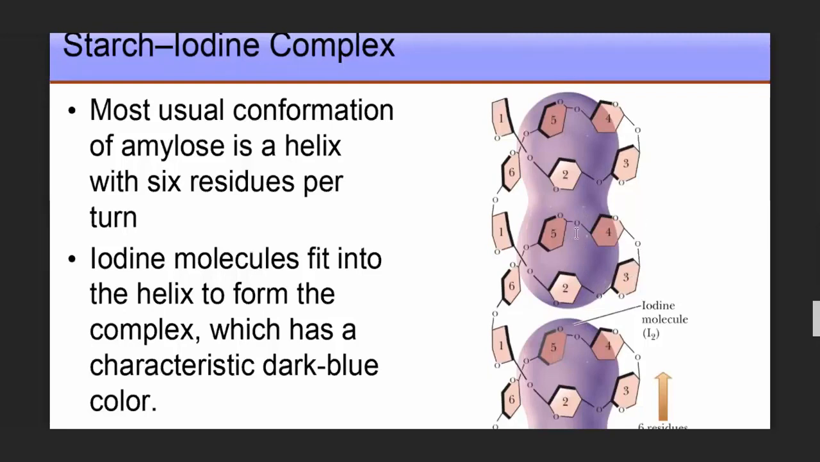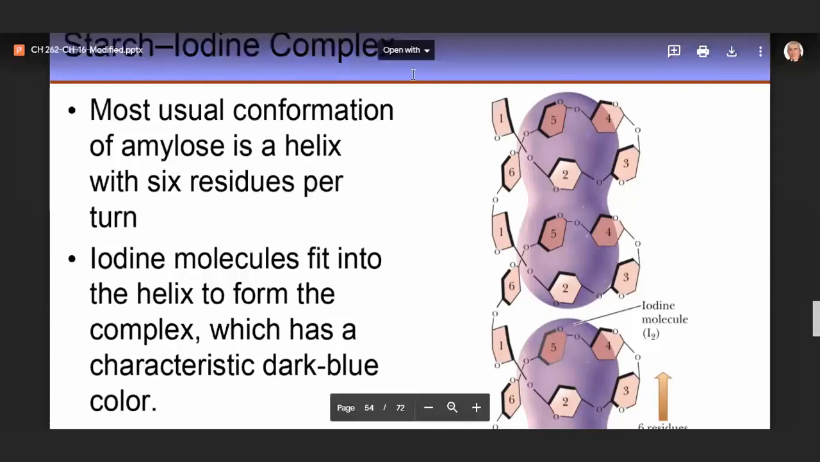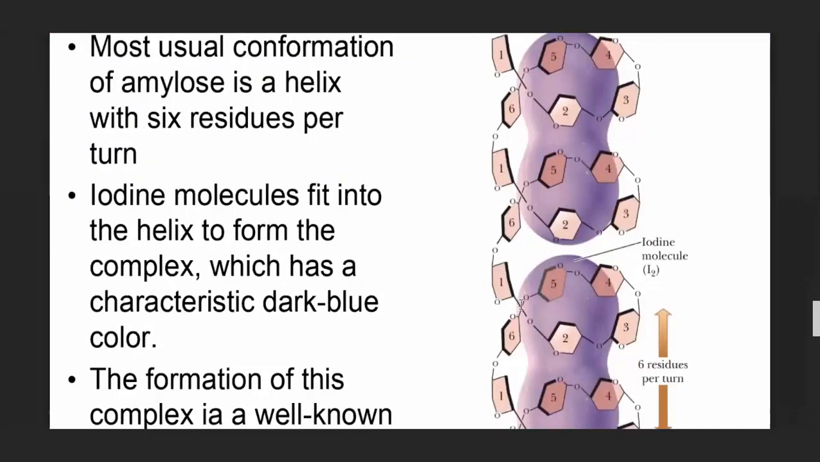The most usual conformation of amylose is a helix with 6 residues per turn. Iodine molecules fit here, giving a dark blue color. Now, the formation of this complex is a well-known test for the presence of starch. So, the iodine test is to test the presence of starch.